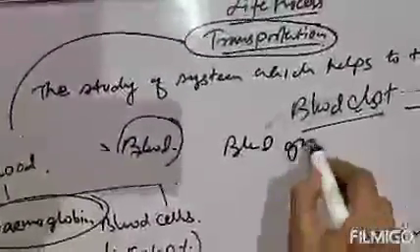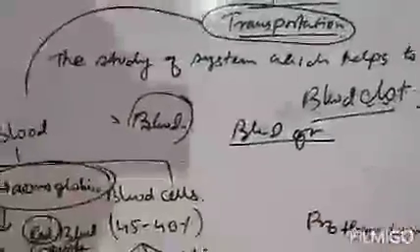Now, what are the blood groups? If the question is what are the blood groups, we know that there are only 4 blood groups. One is A, one is B, AB and O. Clear? These are the 4 types of blood groups.